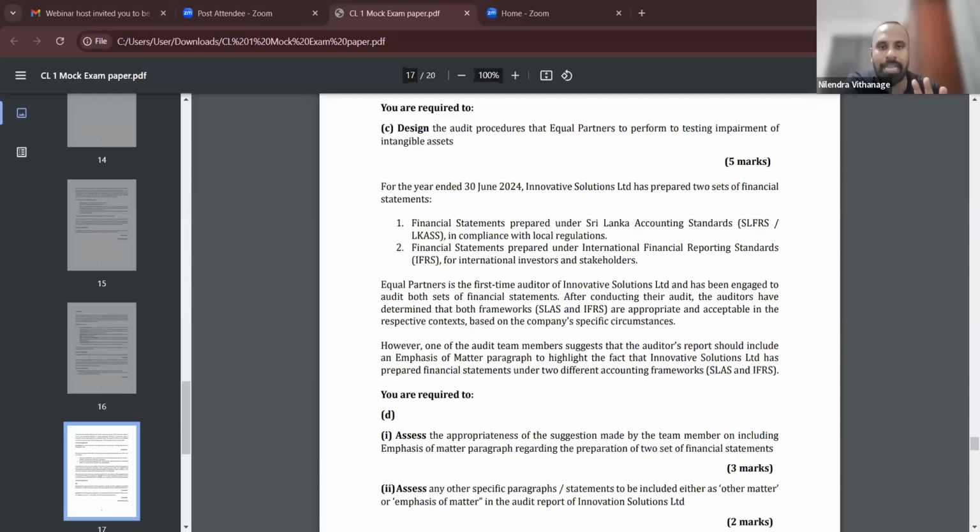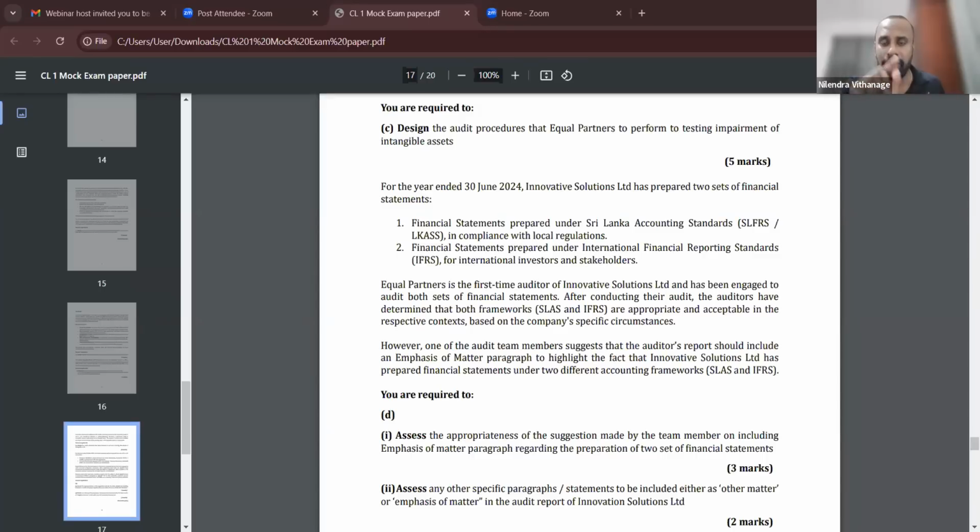So the framework has been applied properly. So no misstatement. However, one of the audit team members suggested that the auditor's report should include an emphasis of matter paragraph to highlight the fact that Innovative Solutions Limited has prepared the financial statements under two different frameworks, SLFRS and IFRS. Yes, you have a special purpose framework that is being done for investors and stakeholders. So ideally, emphasis of matter has to be given, right?